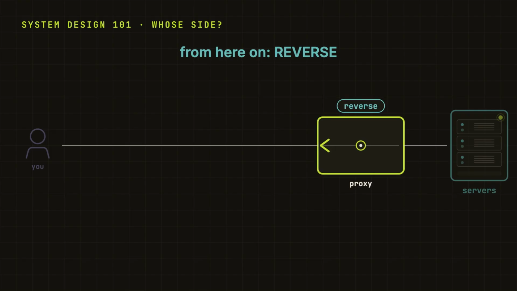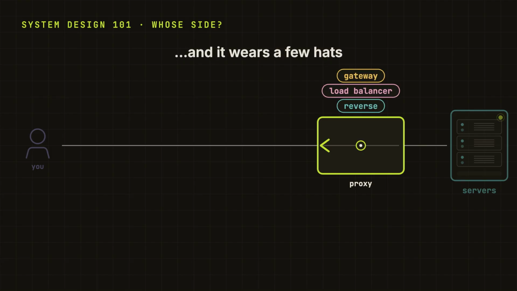From here on, everything is a reverse proxy, a box in front of the servers. And it turns out this one box can wear a few different hats, including the one you have probably been waiting for, the API gateway. So let us go through them.